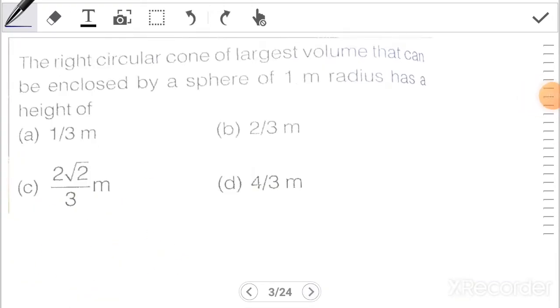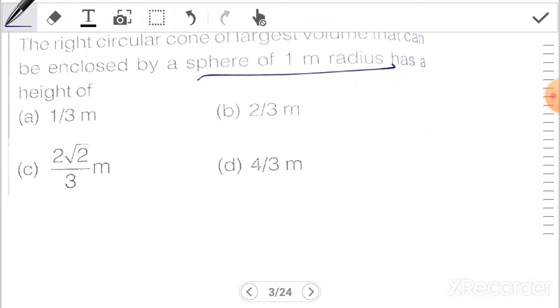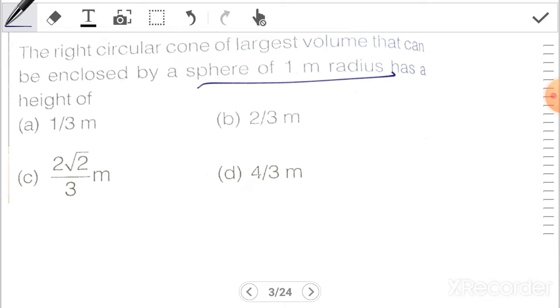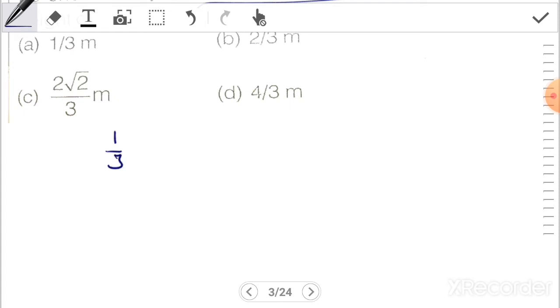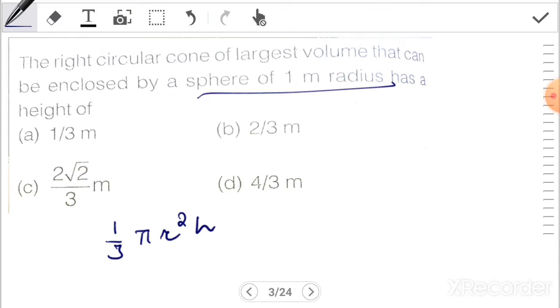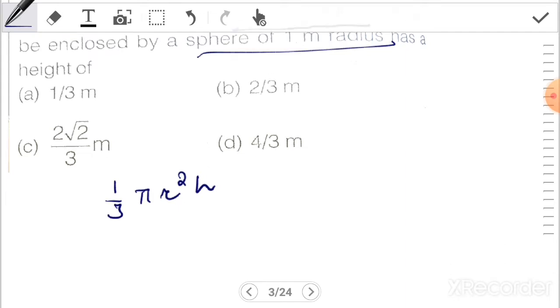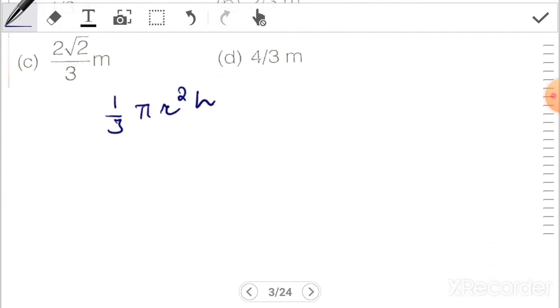Next problem: the right circular cone of largest volume that can be enclosed by a sphere of 1 meter radius has a height of. The volume of a right circular cone is 1 by 3 pi r squared h. Since we have to find the largest volume, we will apply the method of maxima and minima. So what was the method of finding maxima or minima of f(x)?